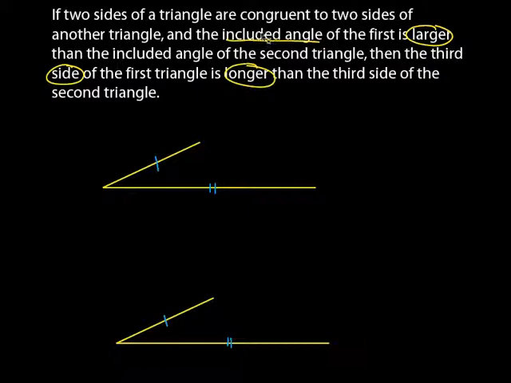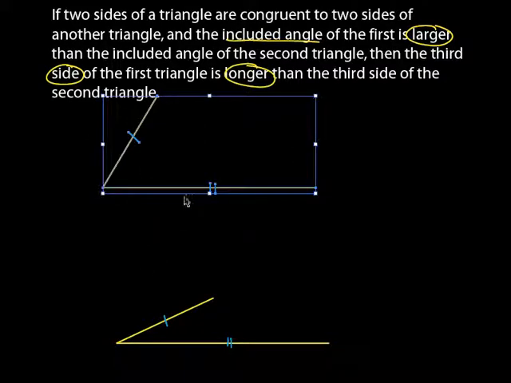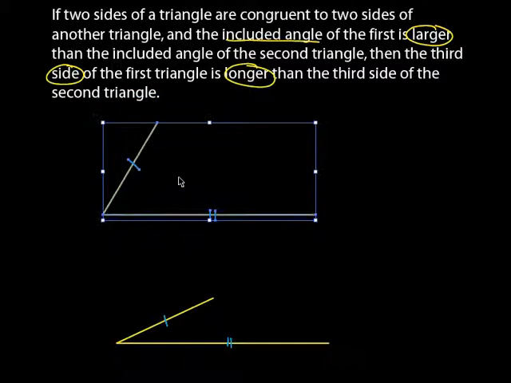But what does it say about the included angle? The angle right here in between those two sides. It says the included angle of the first one, this one right here, is larger than the included angle of the second one. Well, since I copied and pasted, they're equal to each other right now. But let's actually change this. We'll tap right there, and watch. We're going to make that included angle larger. So there we go.